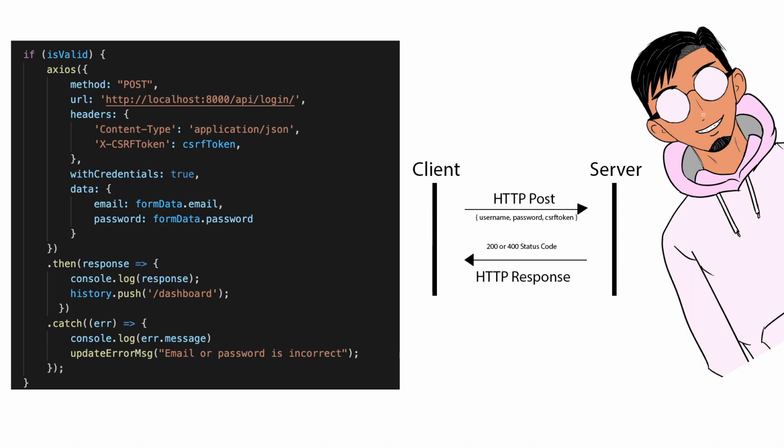Now then, the returned response from handle validation is checked in an if statement. That's when I used Axios to make an HTTP post request which contains the email, password, and the CSRF token to the server to authenticate the user. If successful, it redirects the page to a protected view, otherwise it returns a 400 response with an error message. Simple enough.